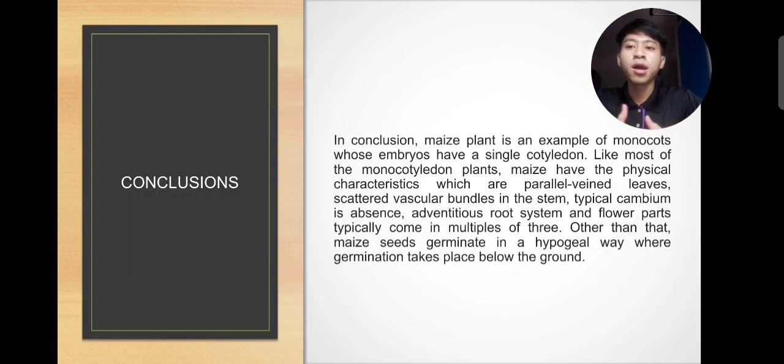In conclusion, maize plant is an example of monocots whose embryos have a single cotyledon. Like most monocotyledon plants, maize has the physical characteristics which are parallel veined leaves, scattered vascular bundles in the stem, typical cambium is absent, adventitious root system, and flower parts come in three or multiples of three. In addition, maize seeds germinate in a hypogeal way, where seed germination takes place below the ground.